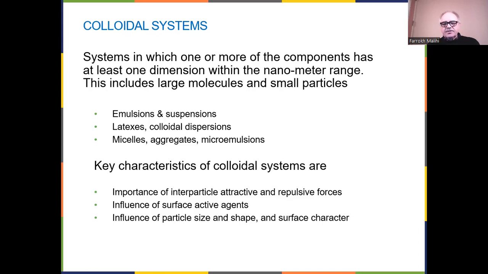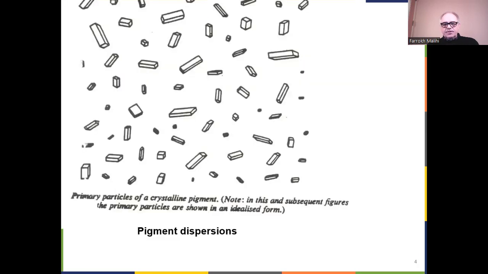A key characteristic of colloidal systems is that, because of the large surface to volume ratios at the nanometer range, the interparticle attractive and repulsive forces become very important. Surface active agents have a profound influence on surfaces, and particle size, shape, and surface character become very important.